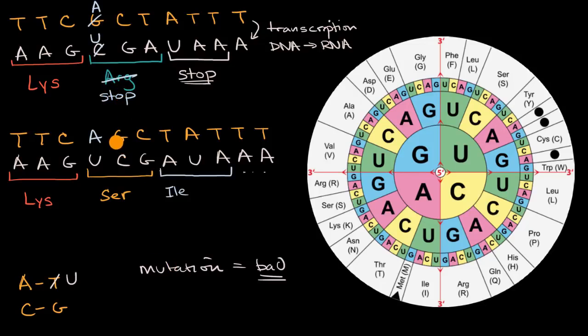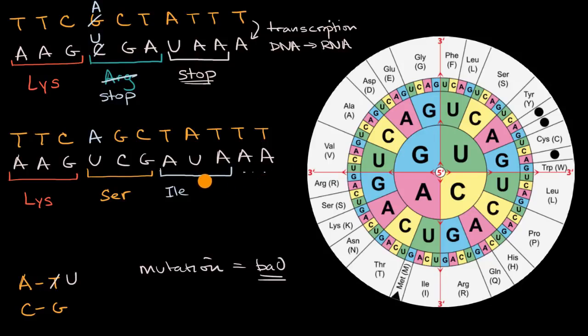In fact, we need the mutation in order to have variation in a population. And variation is what natural selection and evolution run off. If you don't have variation, then you're not going to have different things that get selected in different environments, and you're not going to have that gradual change over time.